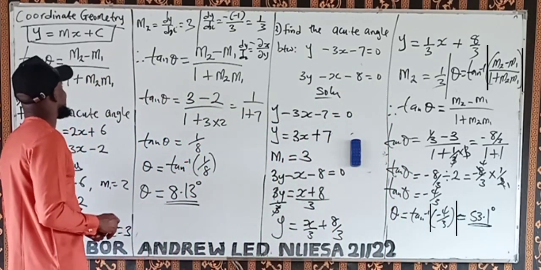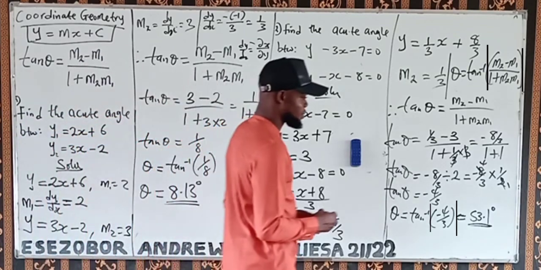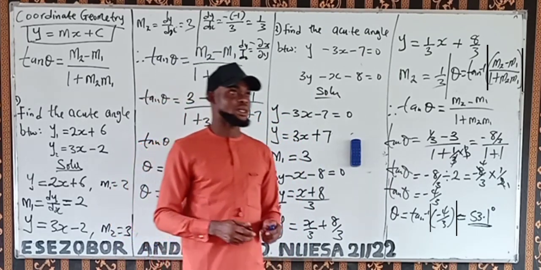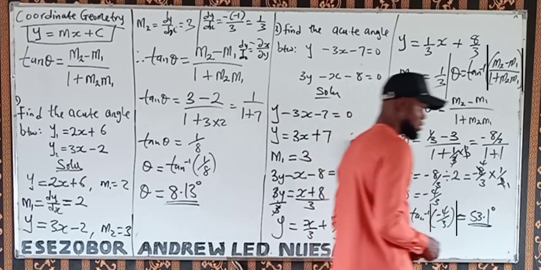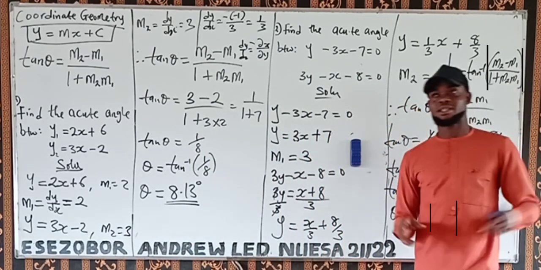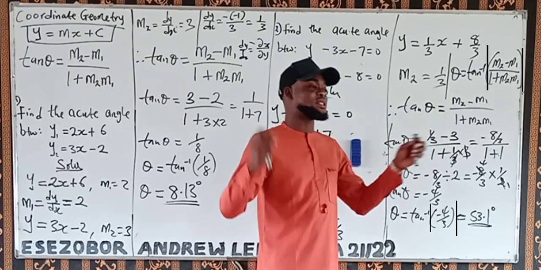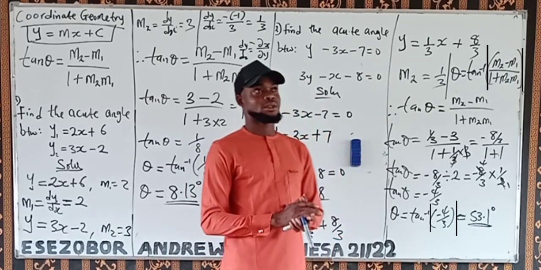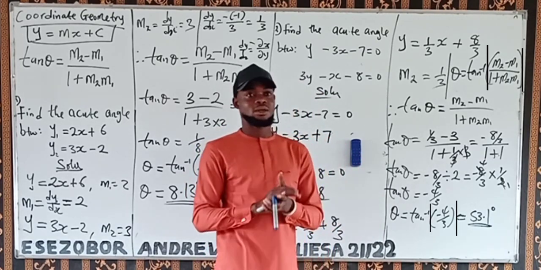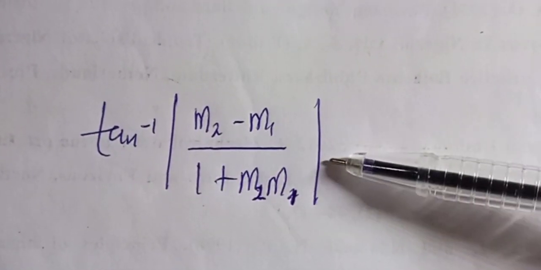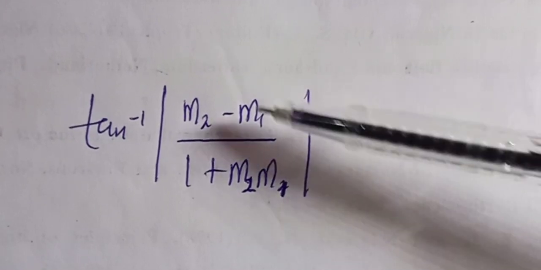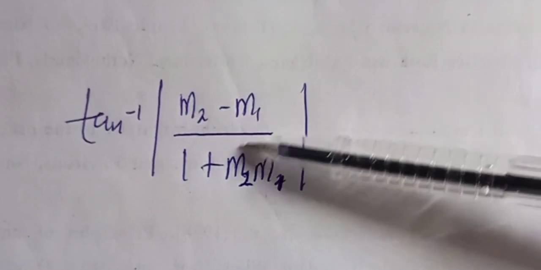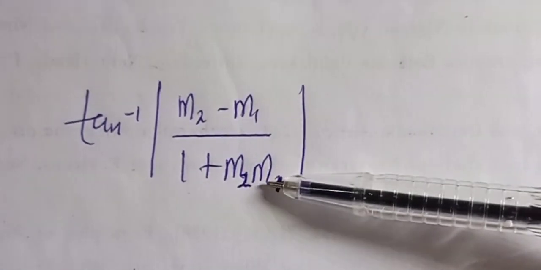Now let's quickly look at how to get the gradients between 2 points. We have 2 points now, to find their gradients, then how to find the distance between 2 points, and how to also find the midpoint. Alright, in case you don't know the meaning of these two symbols, they denote the magnitude of the expression you are having in this place, which is m2 minus m1 divided by 1 plus m2 m1 or m1 m2.